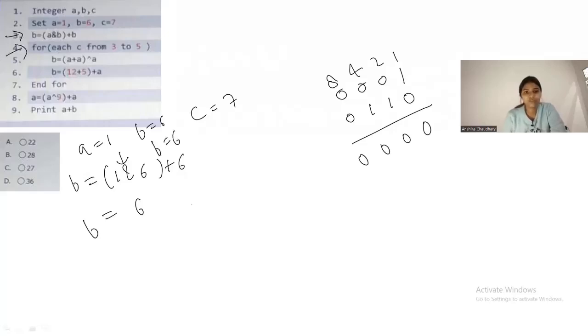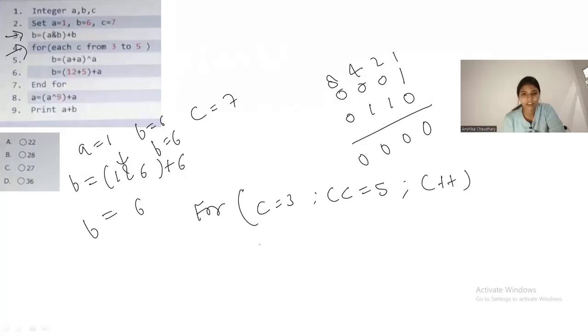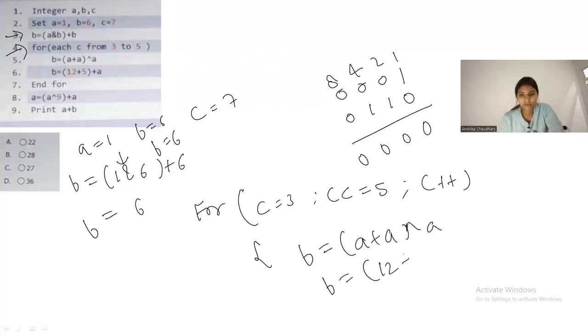So in the for loop, what we will do, for each c from 3 to 5, so the c value is 3, and it goes up to 5, and c plus plus. Okay, we assign v plus a XOR a, and let me write first 12 plus 5 plus a, and the completion of the for loop. Now in the for loop, first of all, the c value is 3 now, not 7, right? In the for loop, we are taking c as 3.